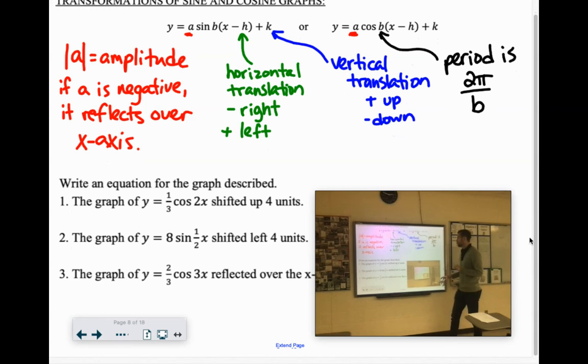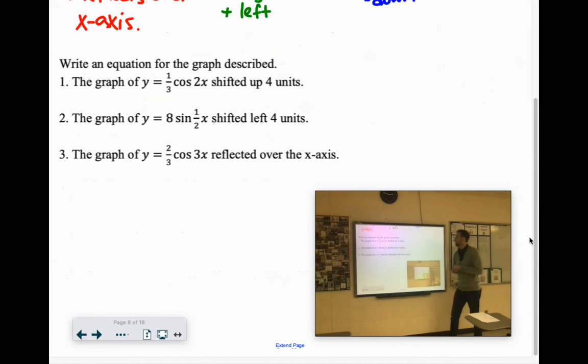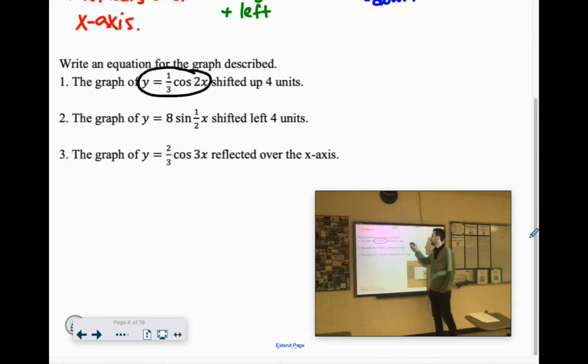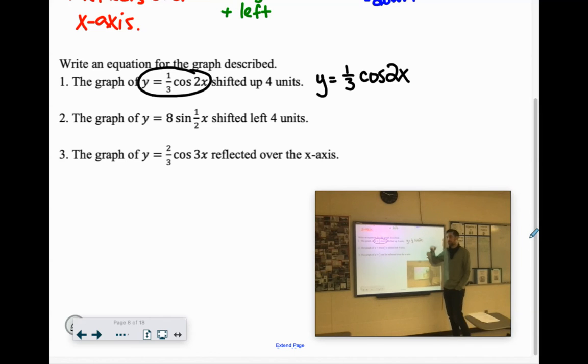So let's try out these questions here. Write the equation for the graph described below. So now we have to shift this graph up 4 units. Remember, the vertical shift comes at the end. No parentheses or anything. So we'll just rewrite the y equals 1/3 times the cosine of 2x, and then it's shifted up 4, so it would say plus 4.